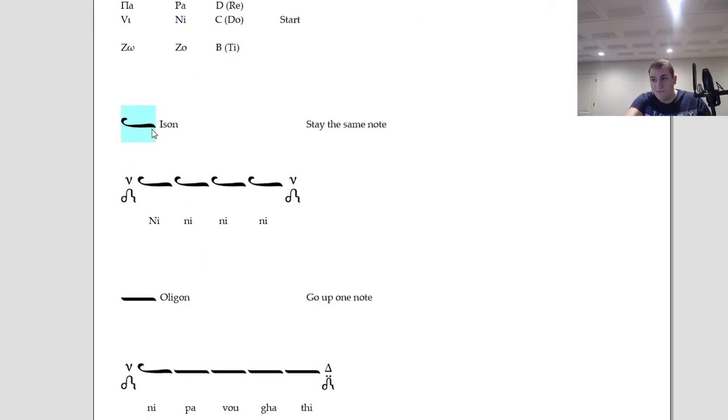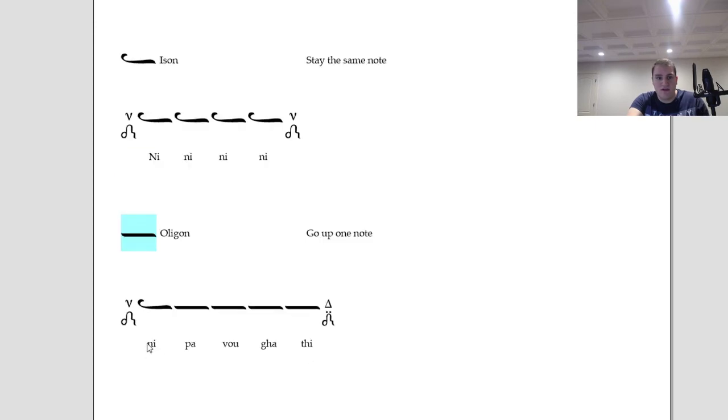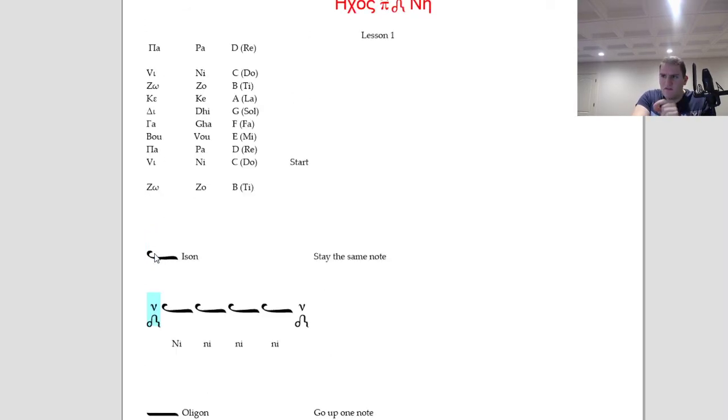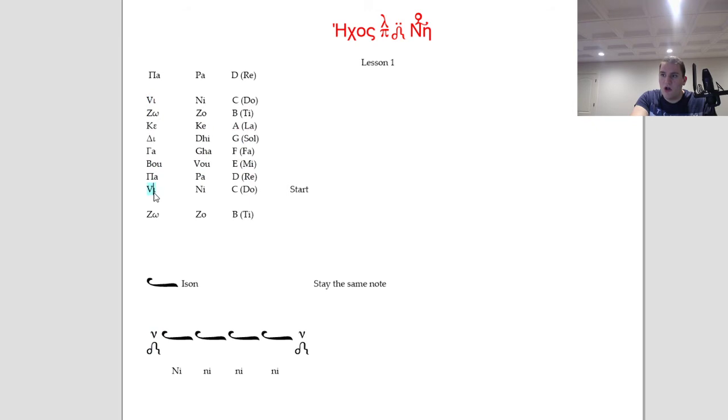Let's look at this. Here we have the 3 basic characters: Ison, Oligon, and Apostrophos. All of these give directions and where you should go in the music. Ison tells you to stay on the same note as before. For example, if I'm starting on ni, you might be asking, why does ni look like a V? Here we have all of the Greek versions of these notes. So it's going to look like these. Make sure that these ones look a little bit familiar to you so you don't get too confused with them.